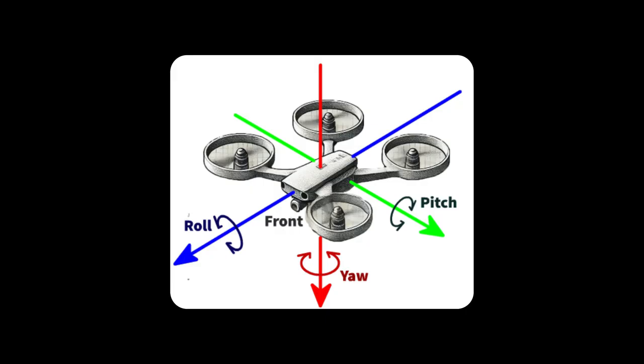Pitch is the rotational movement in the y-axis that causes the drone to tilt forward or backward. Roll is the rotational movement in the x-axis that causes the drone to tilt sideways. And yaw is the rotation in the z-axis that determines which direction the drone is facing.